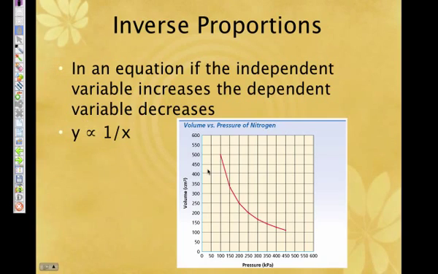Inverse proportions is if one variable increases, the other variable decreases. We'll look at some different gas laws that will be like this later. This little symbol just means proportional, so y is proportional to 1 over x, so they're inversely proportional.